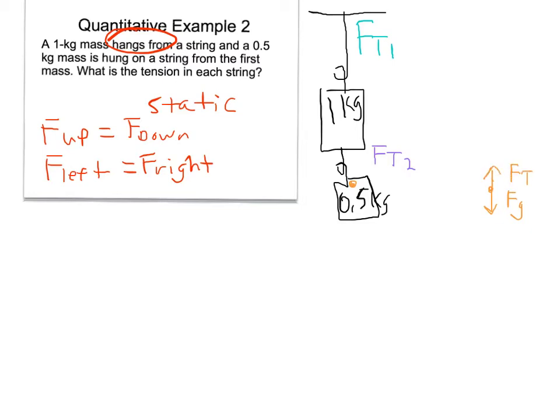Okay. Now we're actually going to do the string itself. So I'll do the string itself in purple. The string itself is experiencing that tension from the 5 kilogram mass. So there is a tension. The mass is pulling down on the string. And that's also balanced by the mass up above.